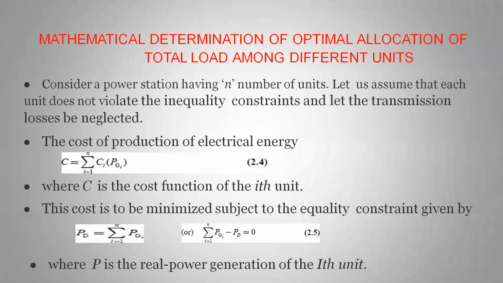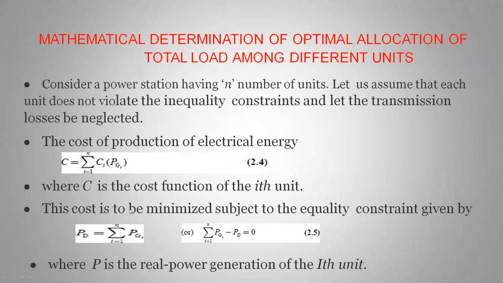The cost of production of electrical energy, C, the total cost, is equal to the sum from i equal to 1 to n of Ci PGi. So this is the cost of the first power generation, C1 PG1, then for i equal to 2, C2 PG2, for i equal to 3, C3 PG3, where Ci is the cost function of the ith unit.